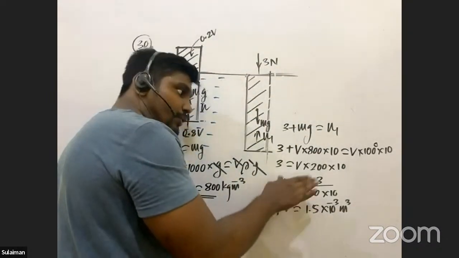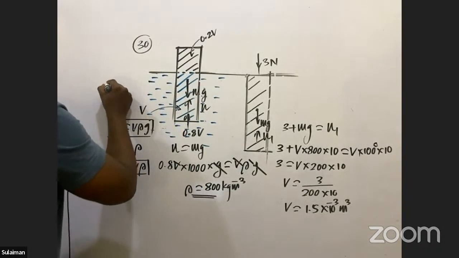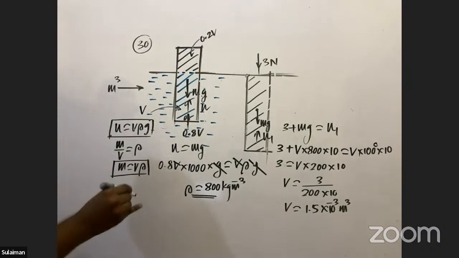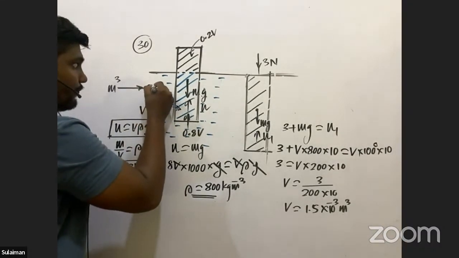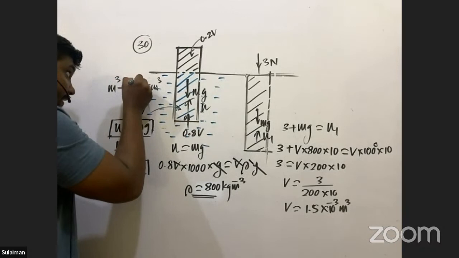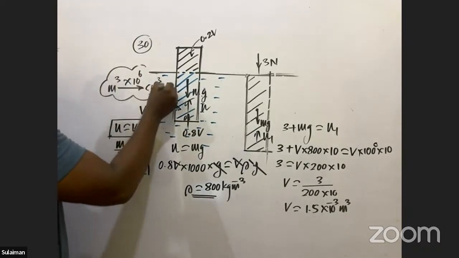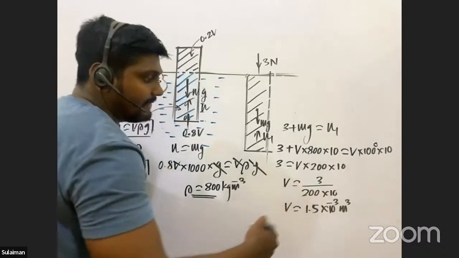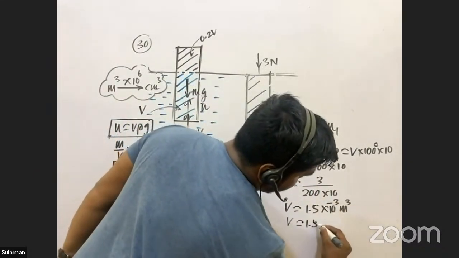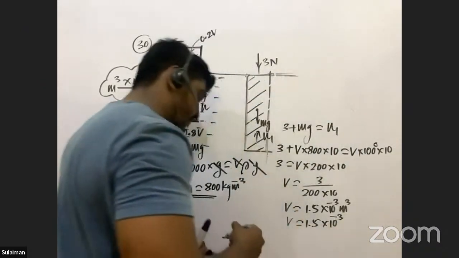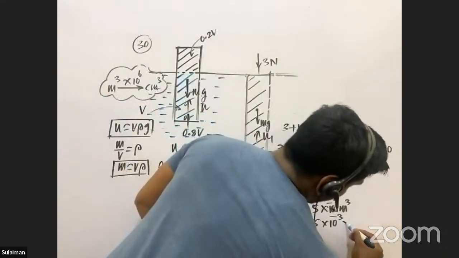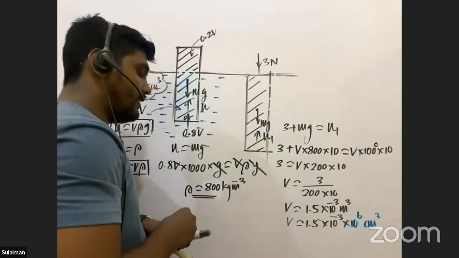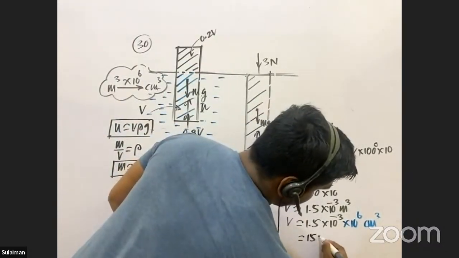If you convert meter cubes into centimeter cubes, what do you want to do? Suppose you have volume in meter cubes, and you want to convert that volume into centimeter cubes, you want to multiply by 10 to the power 6. So I will obtain 10 to the power minus 3 times 10 to the power 6. Then I will obtain my answer in centimeter cubes. How much? 1500 centimeter cubes.